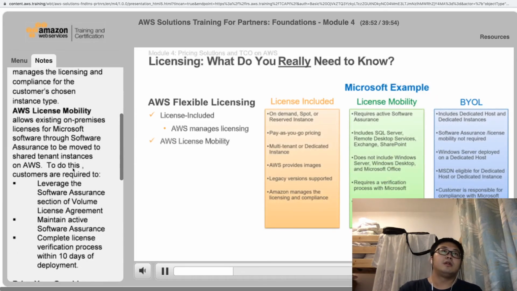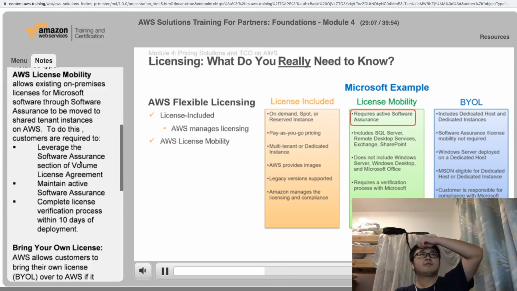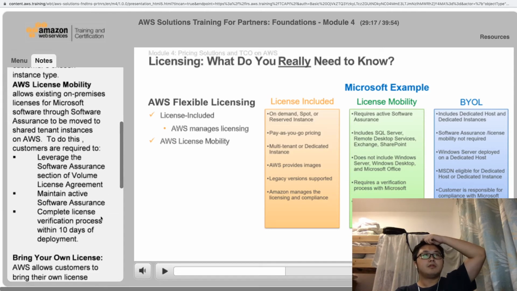AWS License Mobility allows existing on-premises licenses for Microsoft software through software assurance to be moved to shared tenant instances on AWS. To do this, customers are required to leverage the software assurance section of the Volume License Agreement, maintain active software assurance, and complete the license verification process within 10 days of deployment. Existing on-premises licenses for all true software can be moved to shared tenant instances.